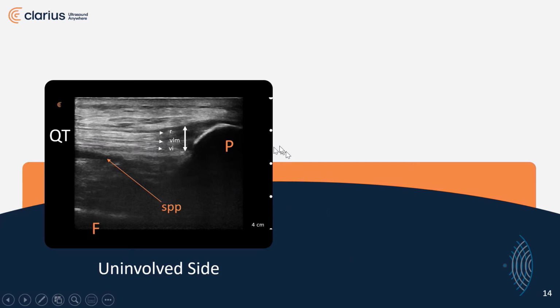I want you to keep this in mind, particularly the echo texture of the kneecap, and remember the thickness of the quadricep tendon.